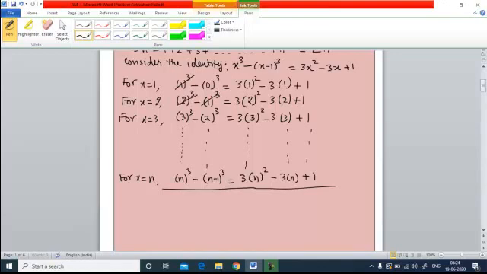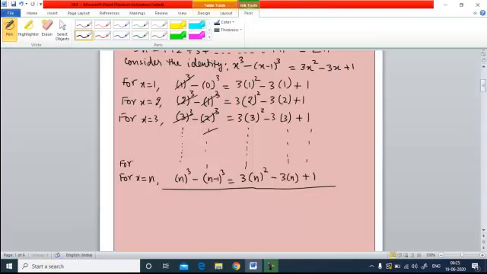You are getting cube of 2, you are also getting minus cube of 2. In the same way, if this is cube of 3, in the very next equation you will get cube of minus 3 also. So you can see this is how the terms are getting cancelled out. So for x is equal to n minus 1, what will happen?